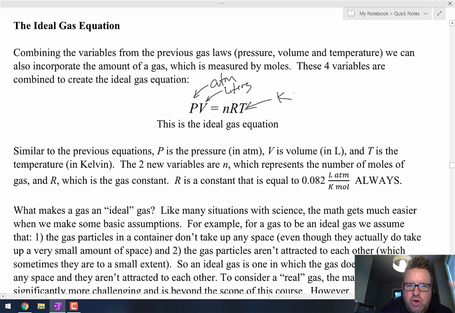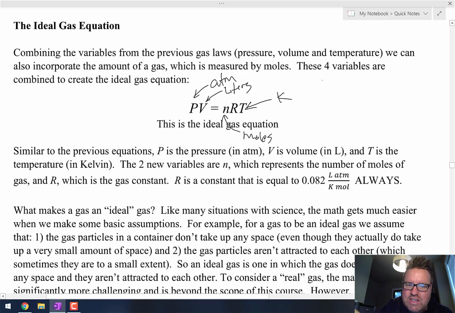Then the two new parts here: this letter n, again, I realize the letter may not be the best choice, is the number of moles. If you're given the grams of something, you can use the molar mass and convert those grams to moles. Why did they choose the letter n? I think they were literally like, we use the letter n for so many other things. Let's just use a letter like the letter m. Anyway, the letter n stands for moles. So you've got pressure, volume, temperature, and moles.